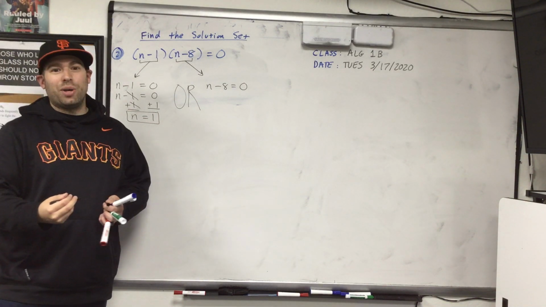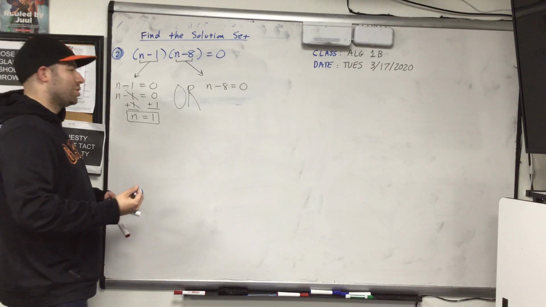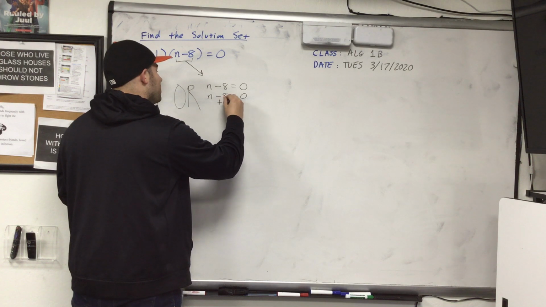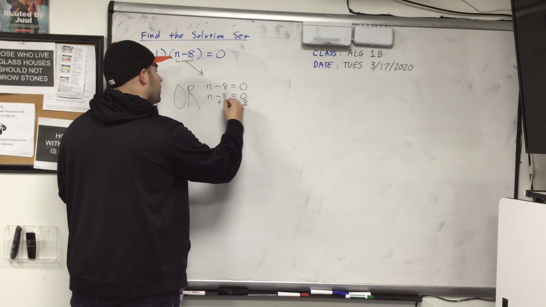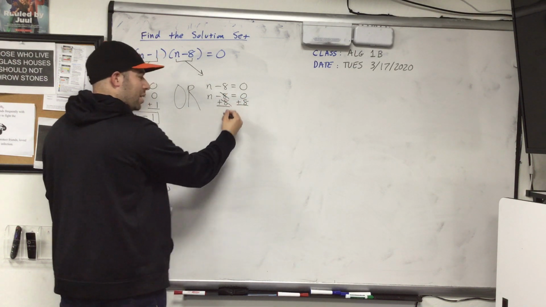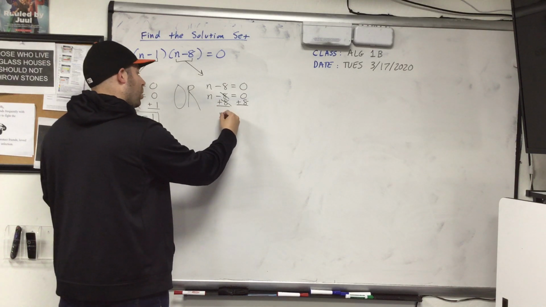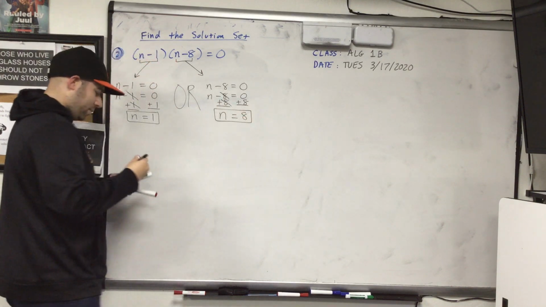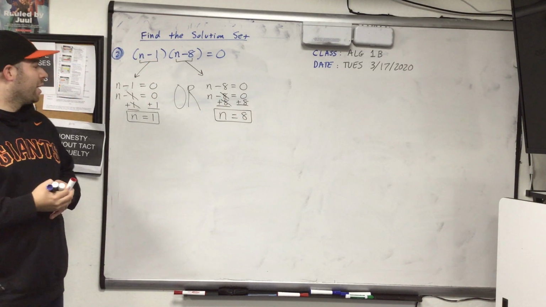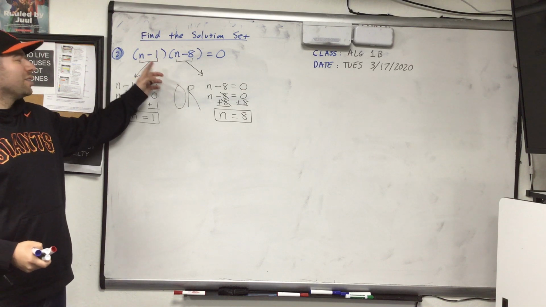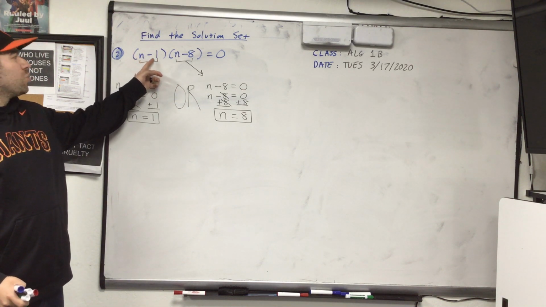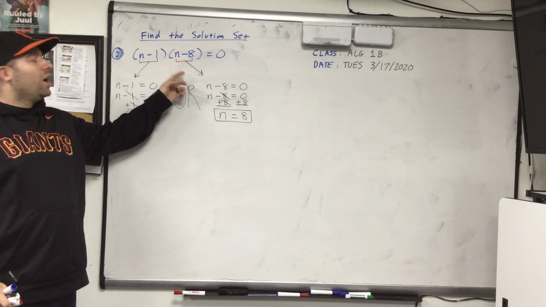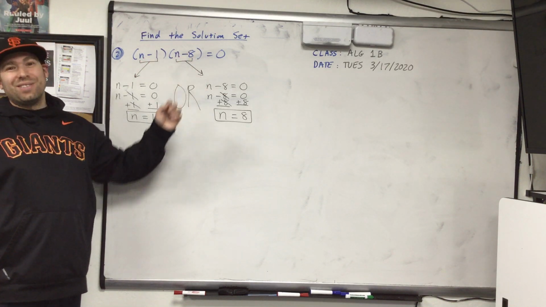We're going to do the right side of the equation now. N minus 8 equals 0. So we're going to undo that layer by adding 8 to both sides. Negative 8 plus 8 becomes 0, so we've got n plus 0, or n equals 8. And we can check our work by plugging in n equals 1 and n equals 8. So let's start with n equals 1. 1 minus 1 is 0, and 1 minus 8 is negative 7. 0 times negative 7 is still 0.